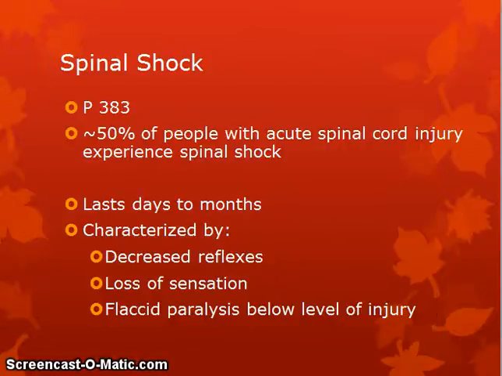Spinal shock is a complication that happens to people who have spinal cord injuries. About half of all people with a spinal cord injury experience spinal shock. It happens in the immediate injury period and can last for days to months afterwards. It is not the same as neurogenic shock, which we will talk about later. This is spinal shock, where the cord itself is going into shock. You're going to see decreased reflexes, loss of sensation, and flaccid paralysis below the level of the injury.